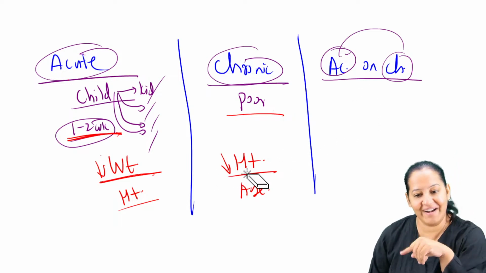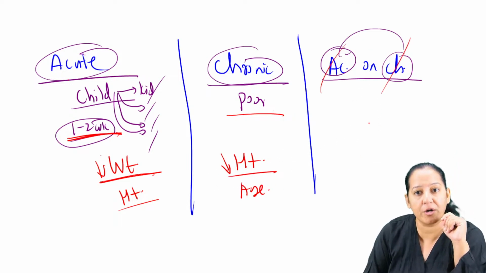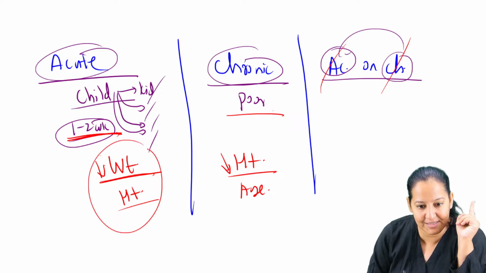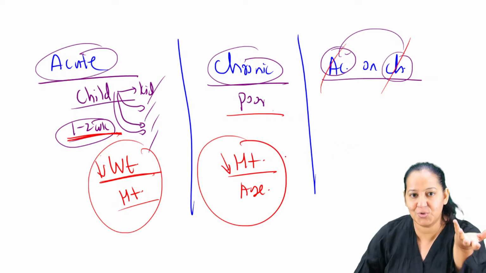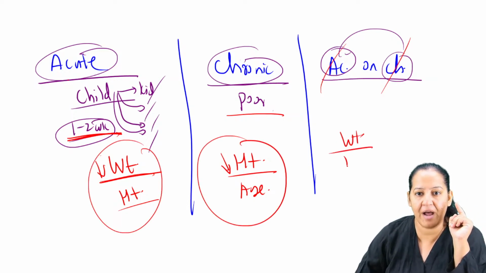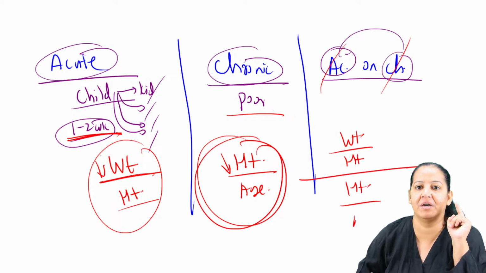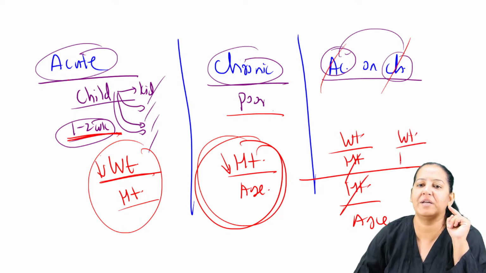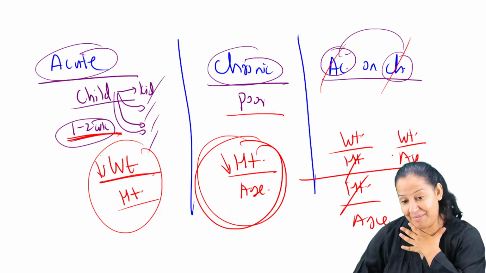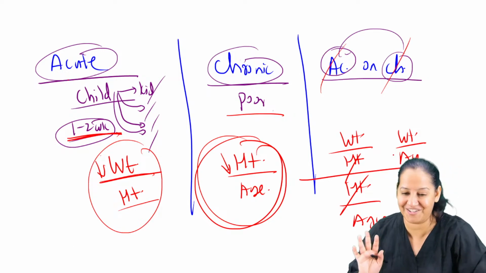In acute on chronic, divide the two. Acute upon chronic, divide the two. Can you divide this upon this? Now what is acute? Weight upon height. And what is chronic? Chronic is height upon age. So height cancels. So it is weight upon age. So weight upon age is acute on chronic. At least I tried my best. I don't know whether you got it or not, but I tried my best.